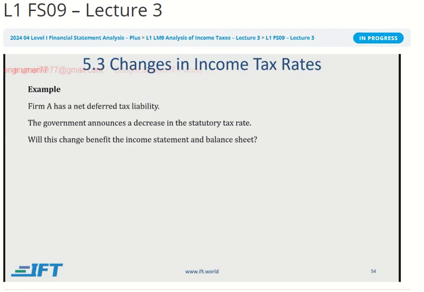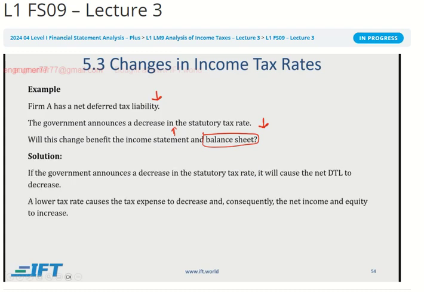Okay, so let's have a look at this example. A firm has net deferred tax liability. The government announces a decrease in the rate, so the rate is going down. Obviously, your tax liability will be going down. Now, what will be the change on the income statement and the balance sheet? If your tax liability is going down, that means there will be a positive impact on your income statement, and your liability will be going down on your balance sheet, right?